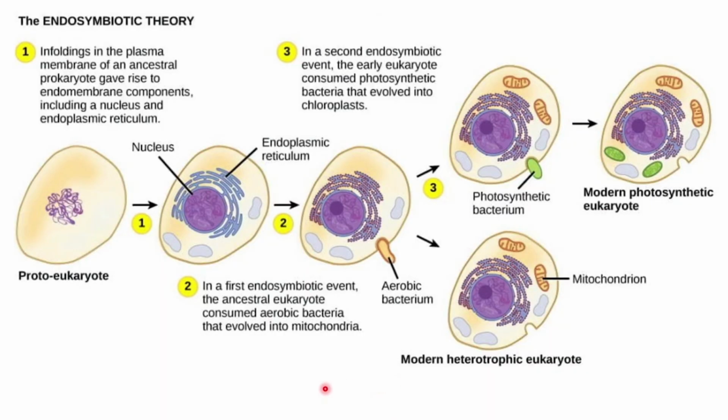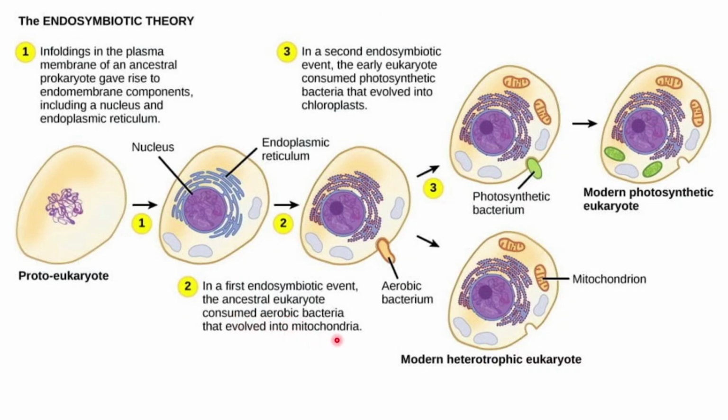So this goes back to the endosymbiotic theory. It talks about infoldings in the plasma membrane of an ancestral prokaryote giving rise to endomembrane components, including a nucleus and endoplasmic reticulum. We know the prokaryote is a very underdeveloped version, very different from the eukaryote, and not as well developed as a eukaryotic cell. In a first endosymbiotic event, the ancestral eukaryote, which was still developing, consumed an aerobic bacteria that evolved into mitochondria.